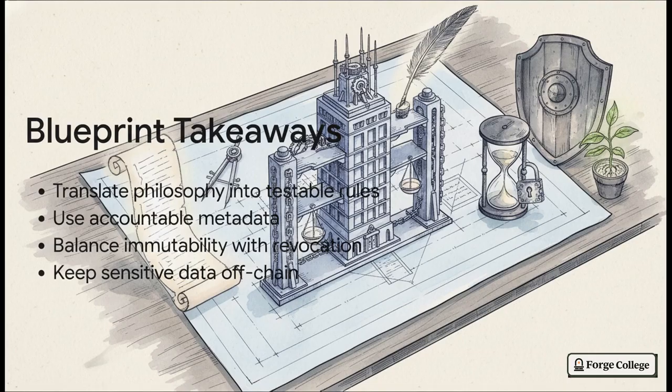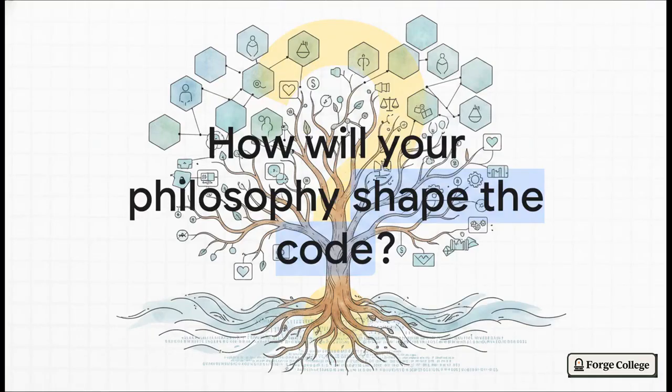You've got to use accountable metadata to leave a crystal clear audit trail of human intent. You have to balance that awesome power of immutability with sensible revocation windows. And above all, always protect sensitive data by keeping it off-chain using smart hybrid designs. I want to leave you with one final provocative thought as you gear up for your capstone. How will your philosophy shape the code? What values are you intentionally or maybe unintentionally making permanent?